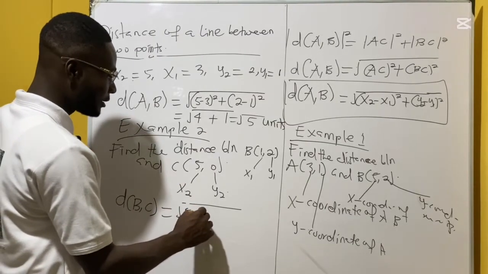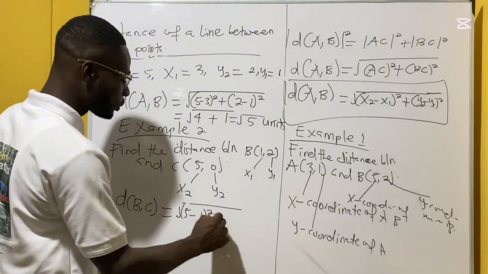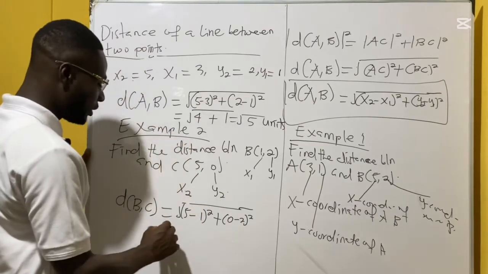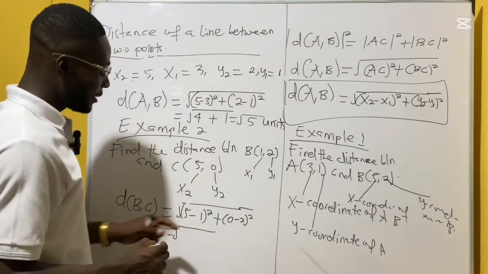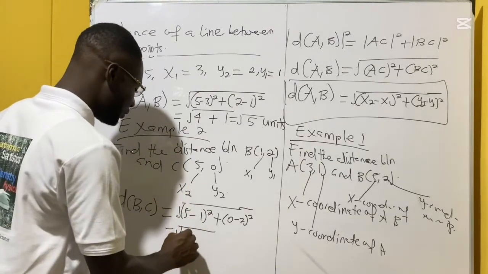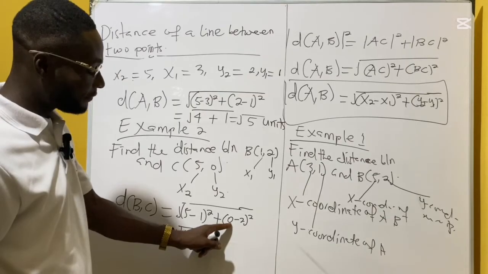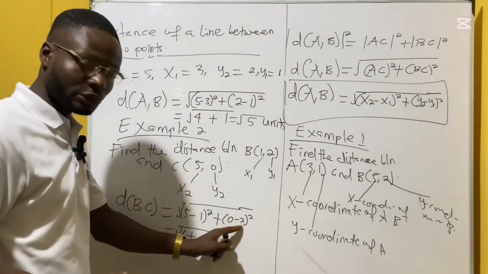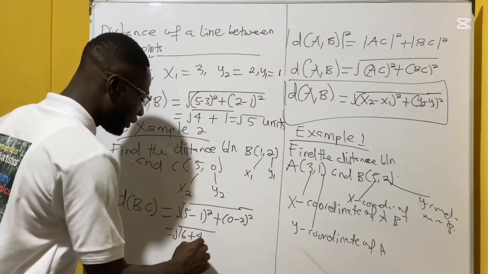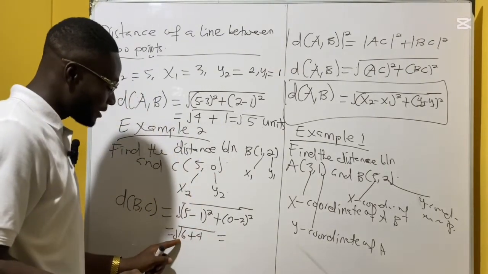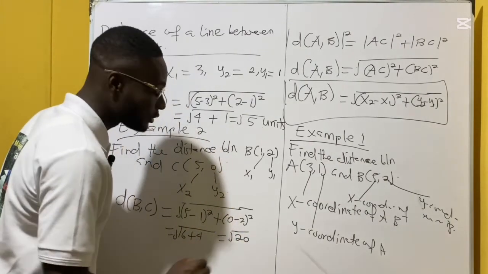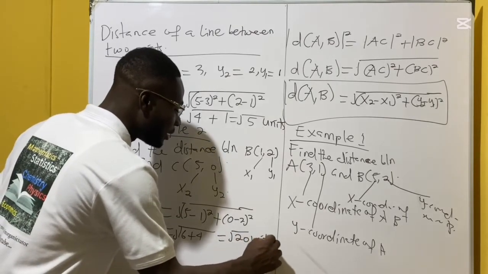So distance of line BC is basically equal to x2, which is 5, minus x1, which is 1, all squared, plus 0 minus 2 all squared, right? So this is basically giving us 5 minus 1 is 4, 4 squared is 16, right? So 16 plus negative 2, right? Because 0 minus 2 is negative 2. Negative 2 squared is 4, right? So we have 4 here. And that is going to give us 16 plus 4, which is square root of 20, right? So that is going to be square root of 20 units.